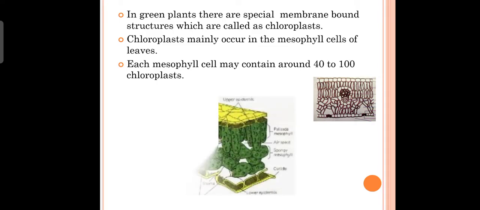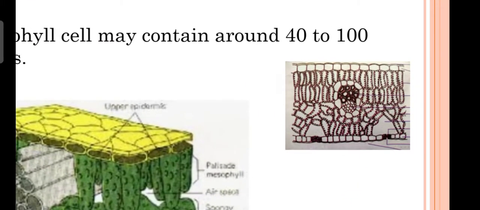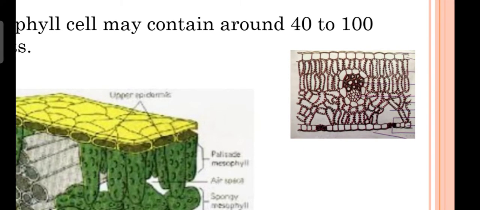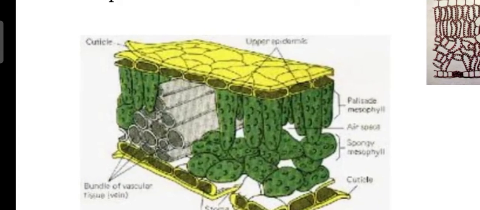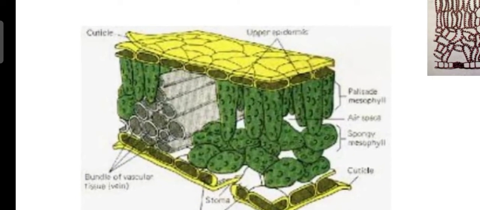If you observe the transverse section of leaf, this is the upper epidermis and this is the lower epidermis, and in the middle this is the vascular bundle, and the remaining tissue which is present here is known as mesophyll tissue. Let us see the 3D picture of the same transverse section of leaf.